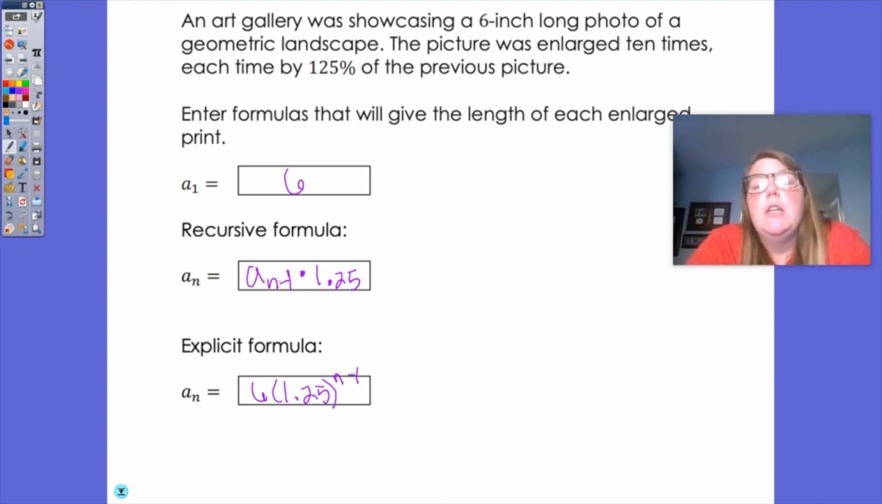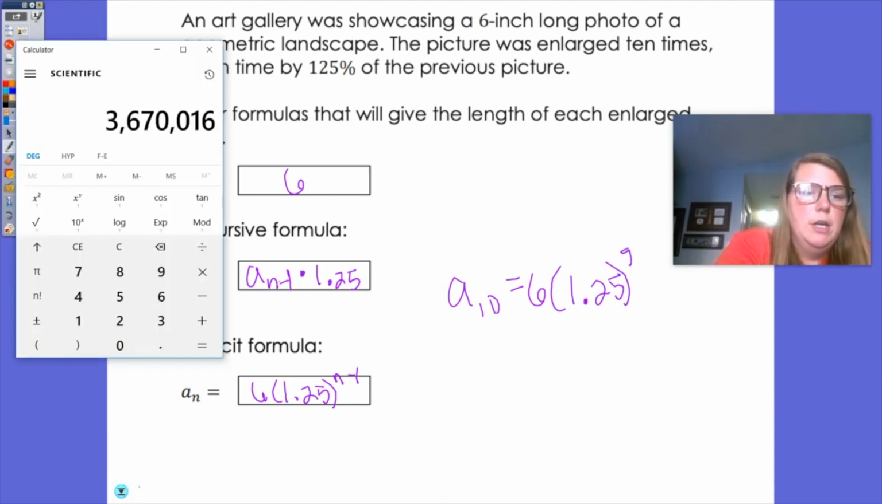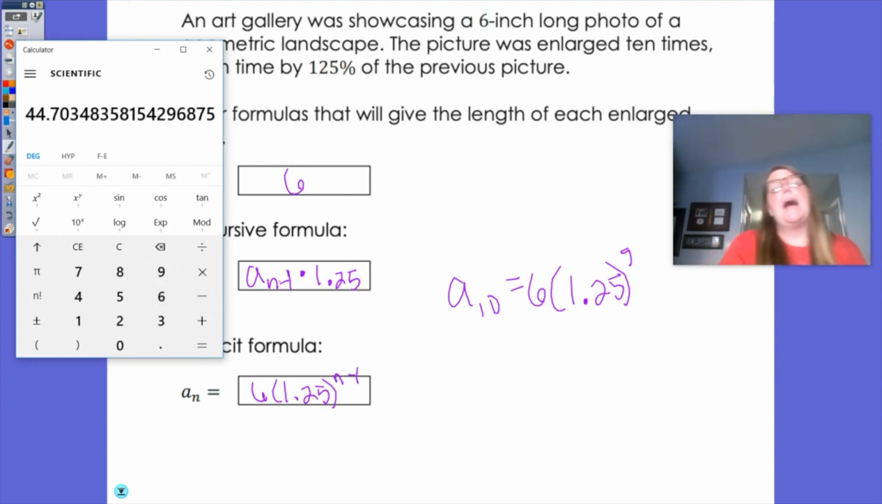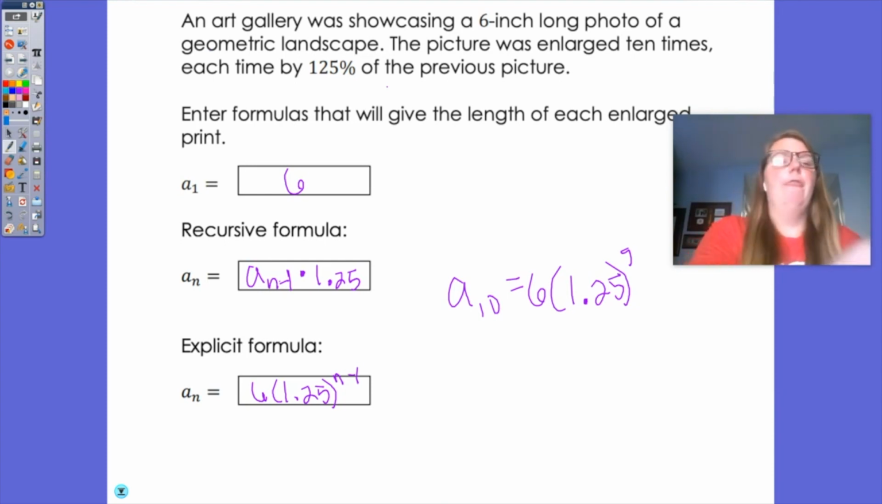So if we are actually enlarging this 10 times, let's do A sub 10. So 6 times 1.25, 10 minus 1 would be to the 9th power. So let's try that, 1.25 to the 9th power times 6. That now would be about 45 inches long for that new geometric landscape, which is almost 4 feet. So if we were enlarging that 10 times, it would be about 4 feet long.